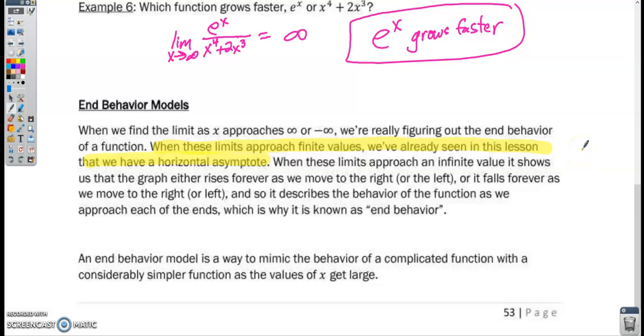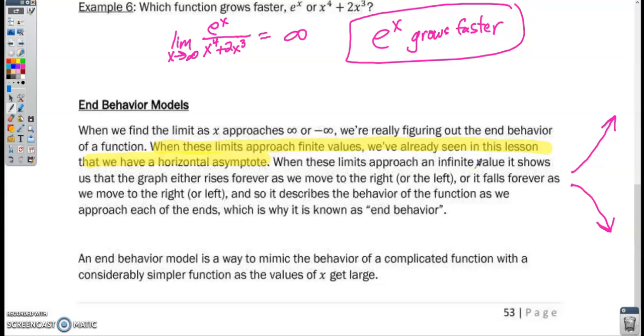As x goes to infinity, if f of x goes to infinity, that means the function is going to continue increasing as x gets bigger. If it goes to negative infinity, the function is going to continue to decrease as x gets bigger. And so this is my right end behavior. It shows that the graph either rises forever as we move to the right, or it falls forever as we move to the right. If we do the limit as x goes to negative infinity, then that tells us our left behavior. But basically, end behavior tells us what happens with the function at its ends.